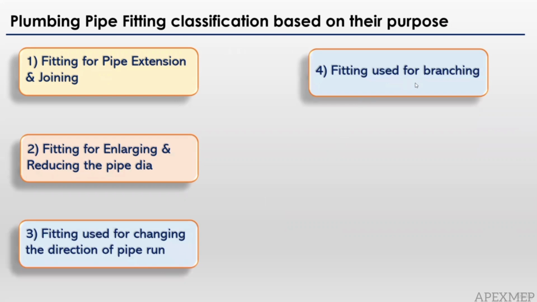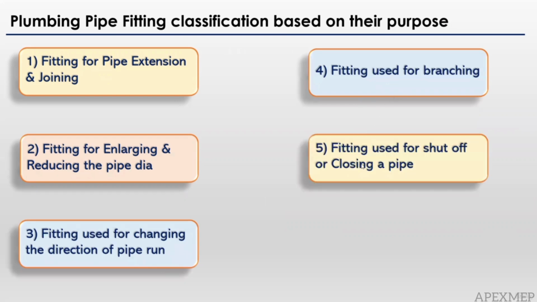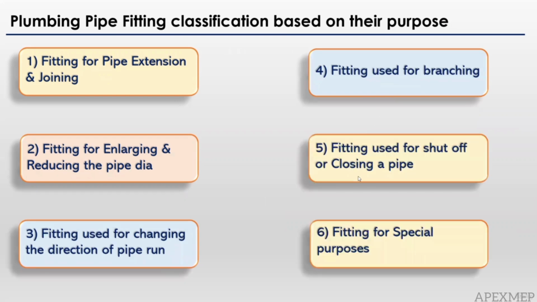Fitting used for the branching purpose. Fitting used for the shut off or closing of the pipe. Fitting for special purpose. So these are the purposes for which we use the fittings. So there are a total of 6 purposes. We will see what are those fittings which we have in each of these categories.